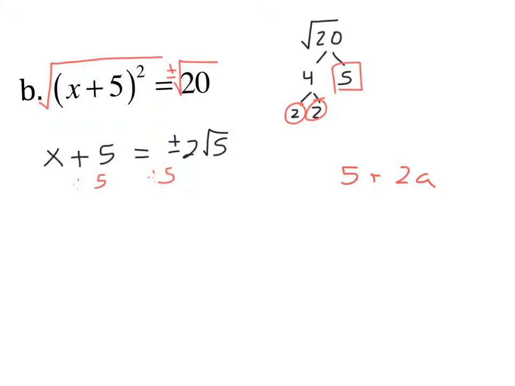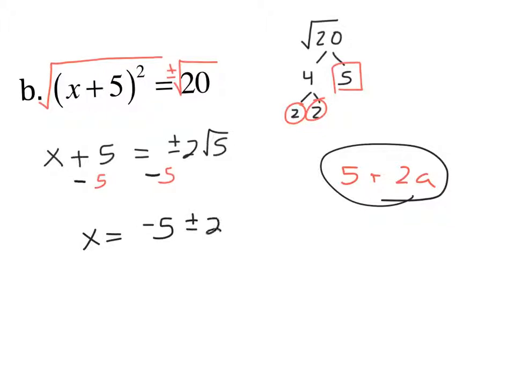Anybody? There you go, 5 plus 2a. Good. This does not combine any further. It is already simplified. Why? Because of like terms. Well, what about over here? So I changed that to be a subtraction. Now, bring down the x. I bring down the negative 5. I bring down the plus or minus 2 radical 5. Yes, this is the answer. The two answers. It's ugly looking, but we know we've simplified.